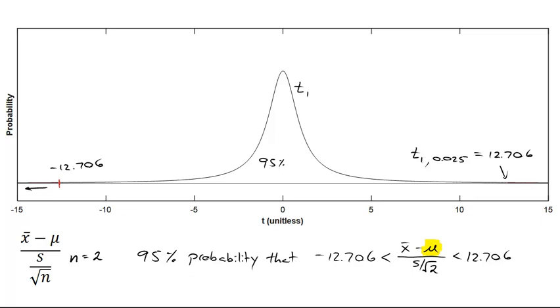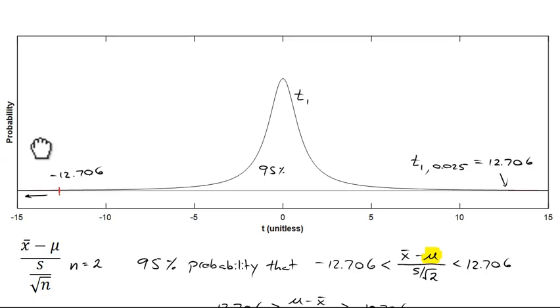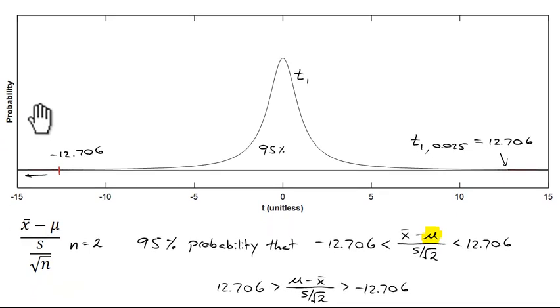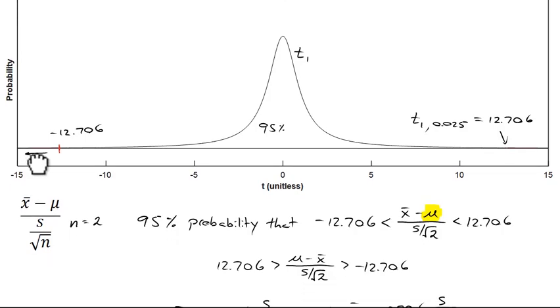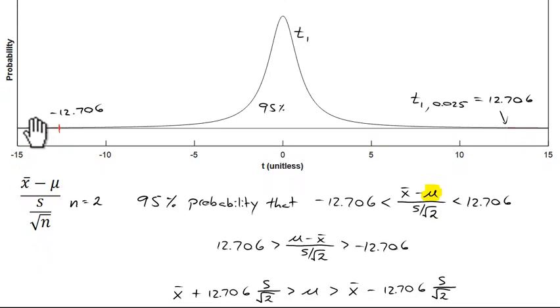And so to get at this, I'll perform a series of algebraic manipulations. The first thing I'll do is multiply this expression by -1, and in doing so I have to change the direction of the inequalities. The next thing I'll do is multiply the whole expression by the sample standard deviation divided by the square root of 2. So now we know that the population mean has got to be between these two values.